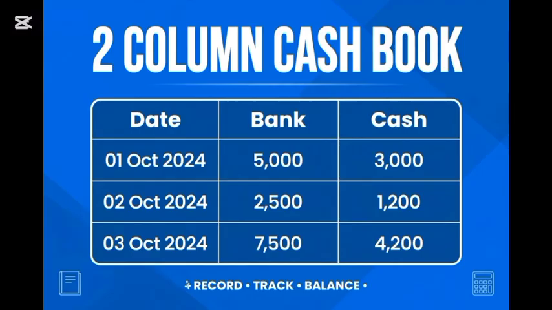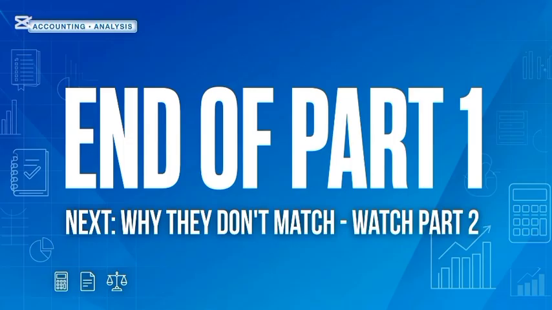Slide 8. End of part 1. That is part 1 done. We have covered what a cash book is and how it works. In part 2, we will learn what bank reconciliation is and why differences occur. See you in part 2.